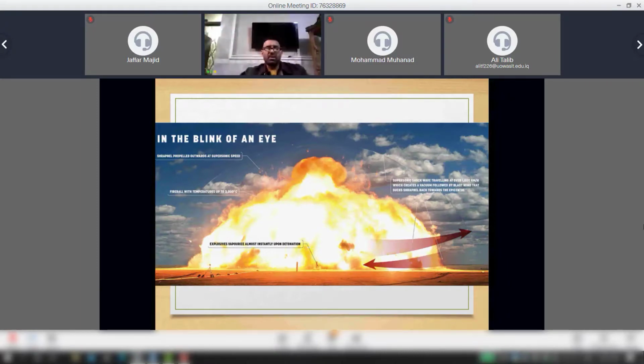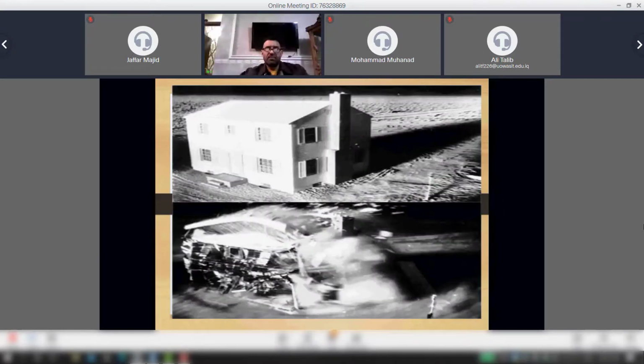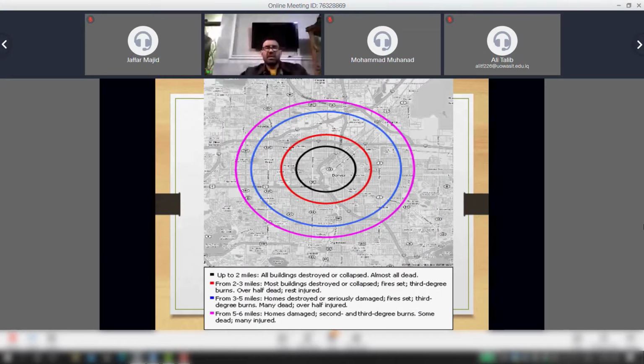And you can see what happens in the blast engine. Sorry. So for example, if a missile fell in this area, the effect would be, for example, in the black area. What happens?